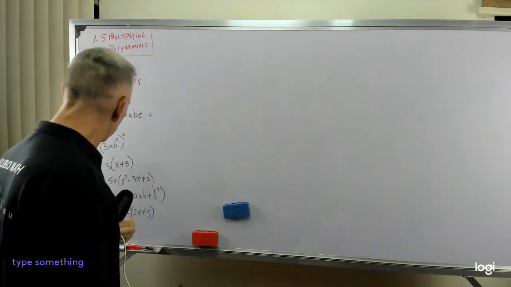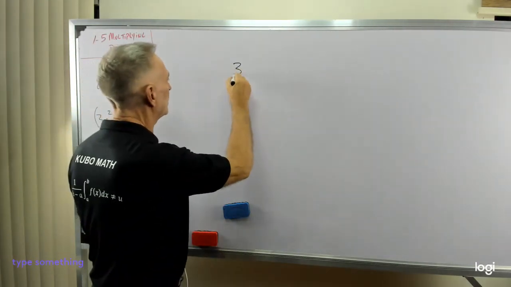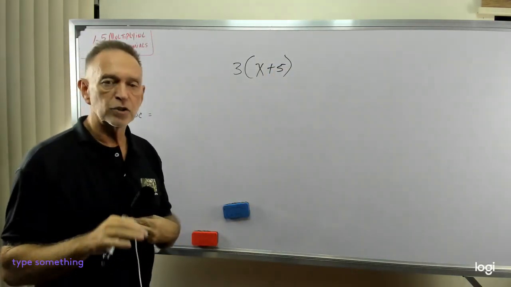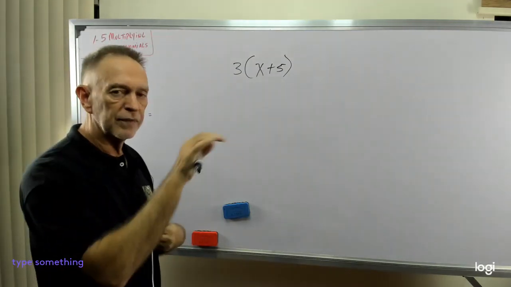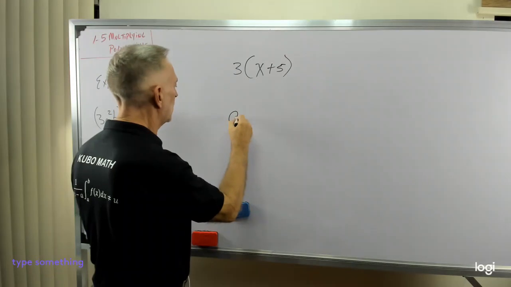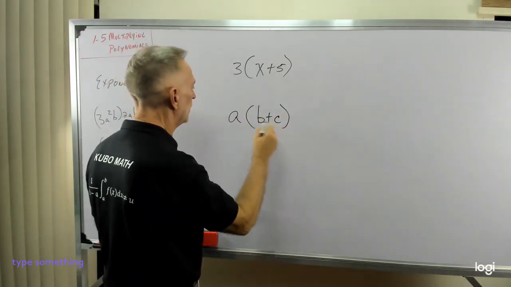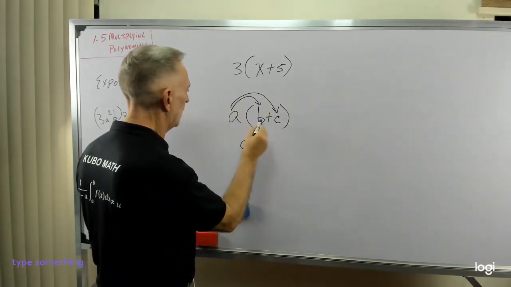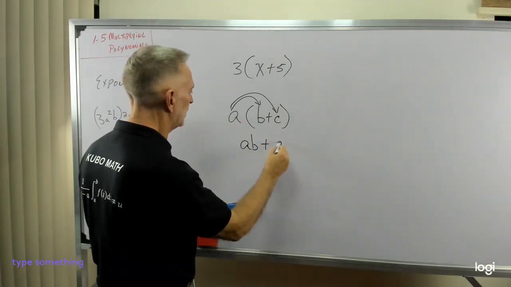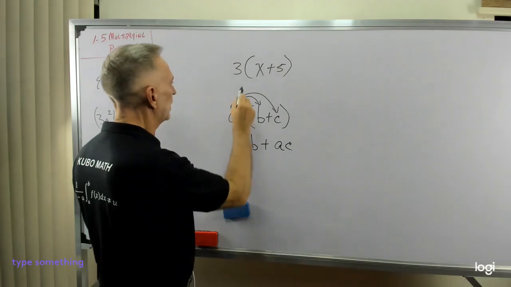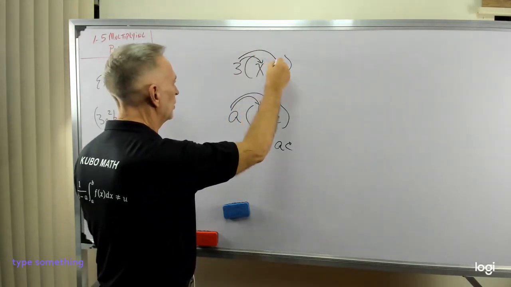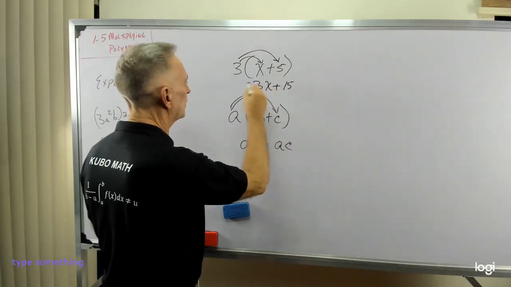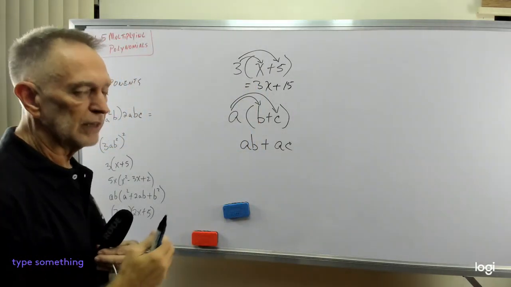Okay, 3 times the parentheses of x plus 5. Now you'll recall in the algebra rules video, we talk about the distributive property. The rule was a times b plus c. I'm going to distribute a into those two. So that would be ab, a times b is ab, plus a times c, which is ac. Very same thing here. 3 times x plus 3 times 5. So 3 times x is 3x, plus 3 times 5 is 15. 3x plus 15. So that's the distributive property.